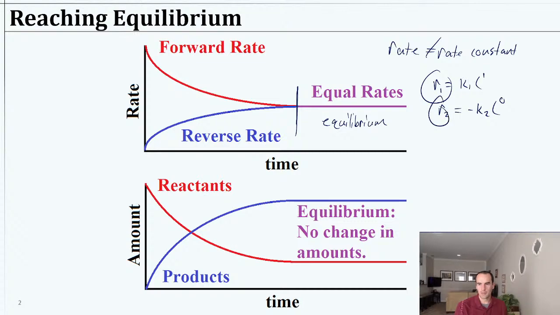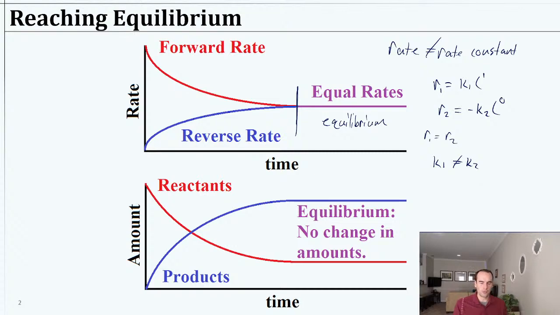find a value that they're the same. So equal rates would be like saying R1 equals R2. K1 is not necessarily equal to K2. Okay, so that's with the rates.